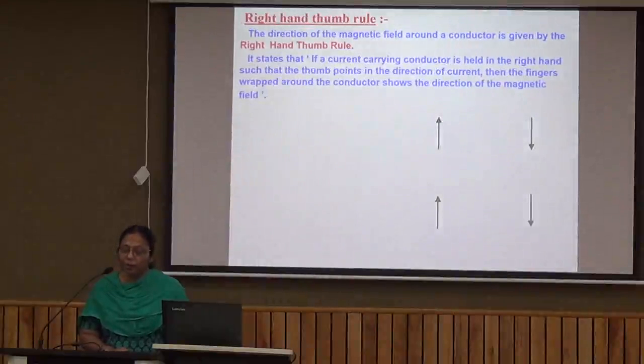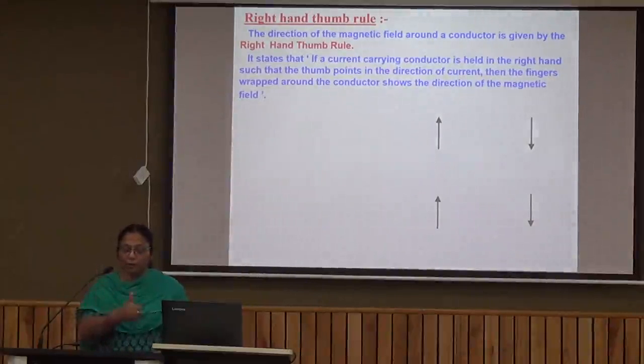And the direction of the magnetic field is given by the right hand thumb rule, which was given by Maxwell, so it is also known as Maxwell's right hand thumb rule. It states: if you imagine the conductor in your right hand so that the thumb is in the direction of current, then the direction of wrapping of fingers gives the direction of the magnetic field.